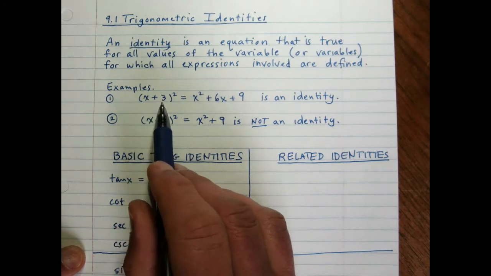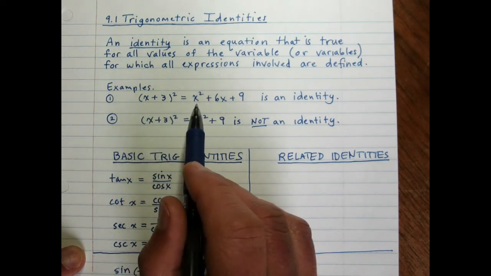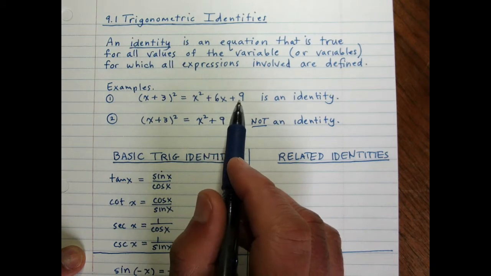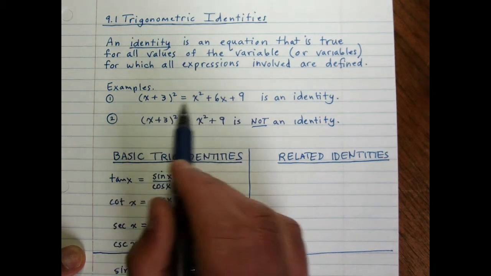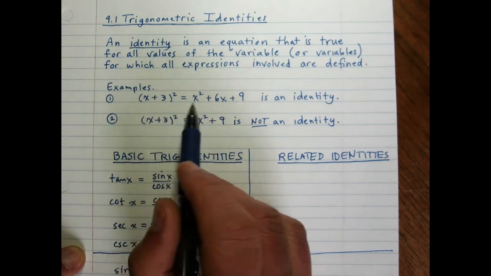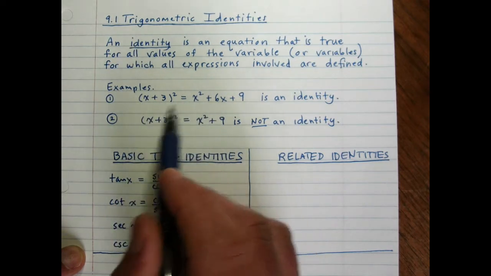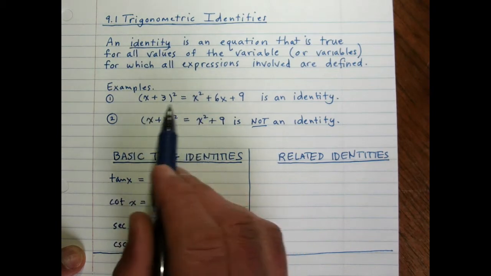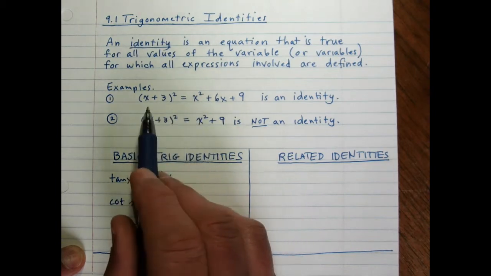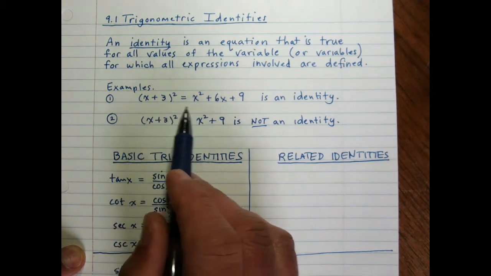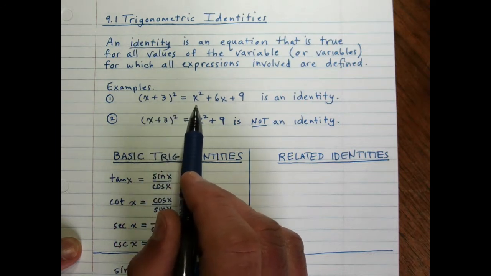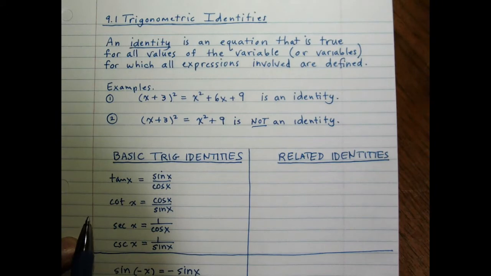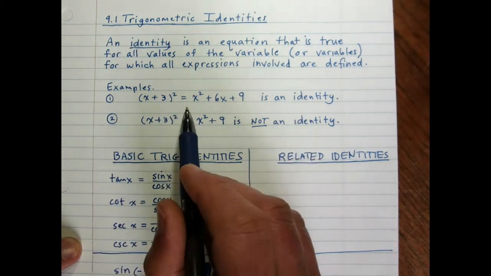x plus 3 in parentheses squared equals x squared plus 6x plus 9. I can plug any number in for x on both sides of this equation, of course the same number for all values of x, and it will always come out to be true. Every single value of x satisfies this equation because x plus 3 squared is always equal to x squared plus 6x plus 9. So that's an example of an identity.